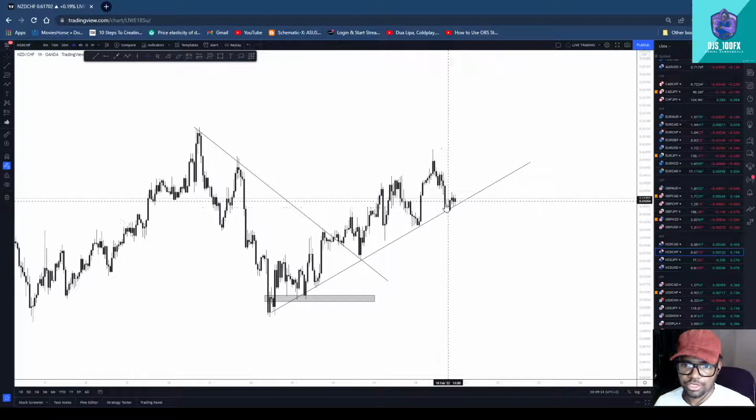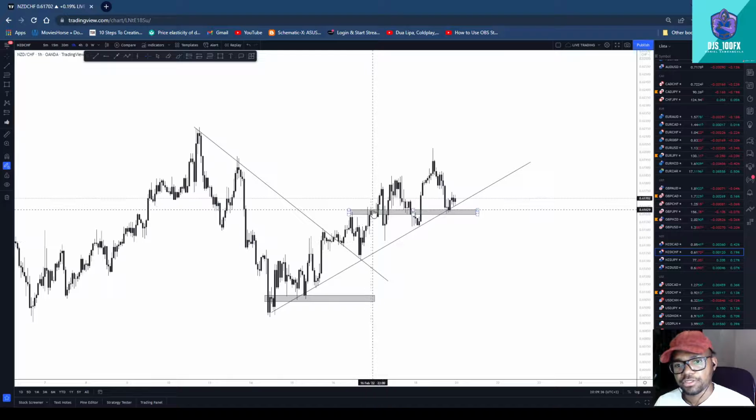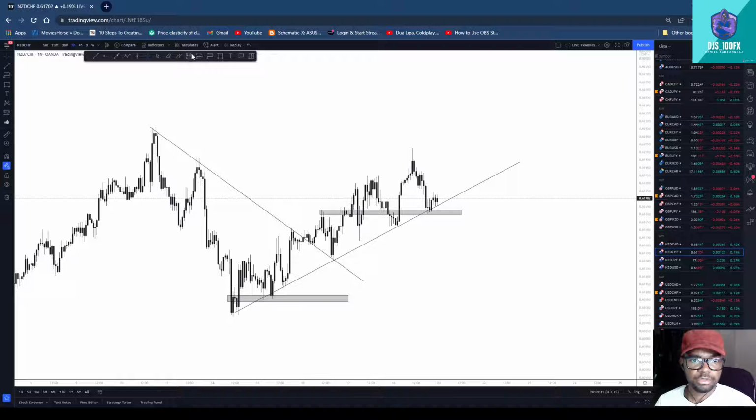Price could easily reject this trend line as it has been rejecting previously, and price could also be retesting this level here, which it has rejected before. Price could easily continue up. I'm not sure if I would take a trade here, but it would be a good one.